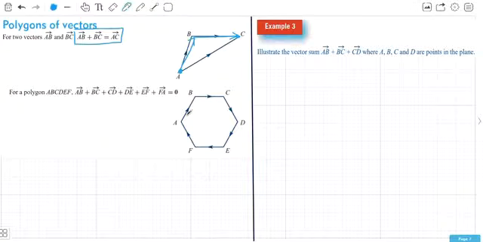Now this example here, if we're looking at this hexagon, if we start at a point, let's say A, we can go AB, plus BC, plus CD, plus DE, plus EF, plus FA. What happens is that we actually end up at exactly the same point, so we haven't gone anywhere. So adding everything together actually gets you back to the start.